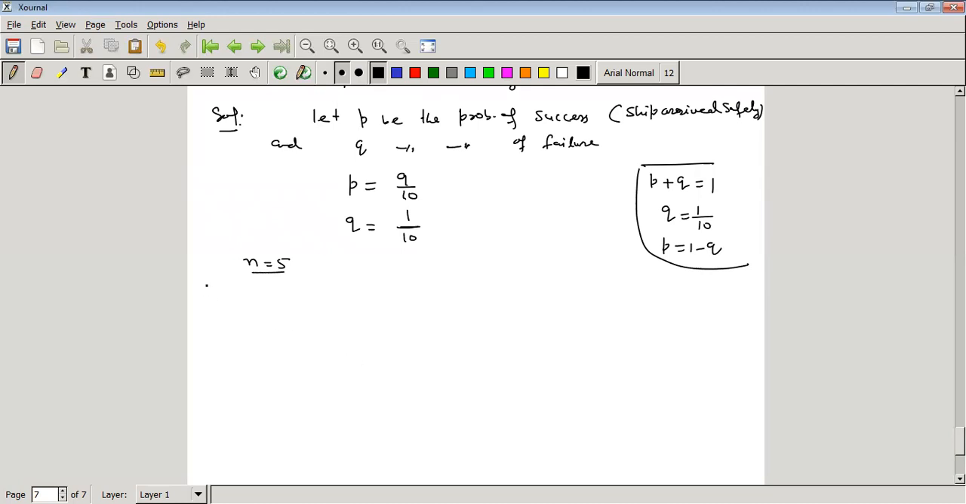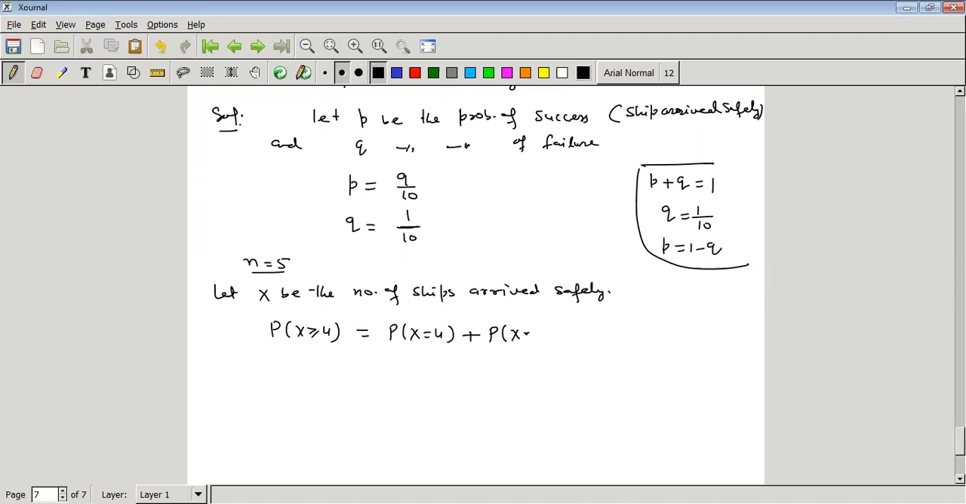Let X be the number of ships which arrive safely. So we have to find the probability of X greater than or equal to 4, because at least 4 will arrive safely. At least 4 means greater than or equal to 4. That is either 4 will reach safely or all the 5.